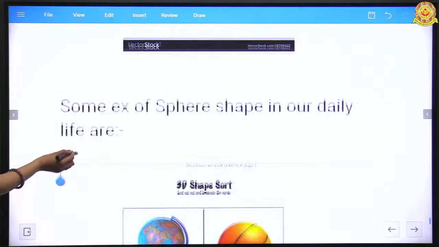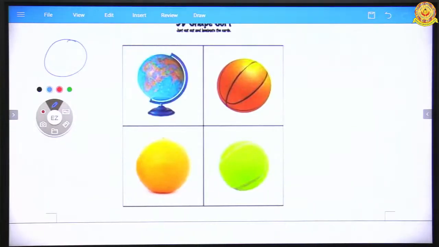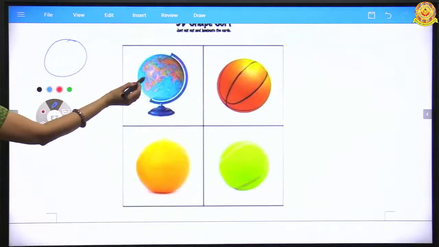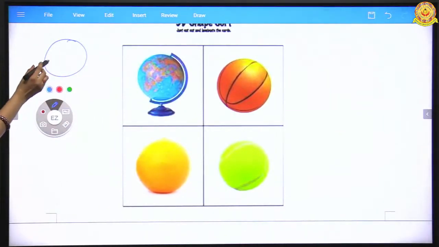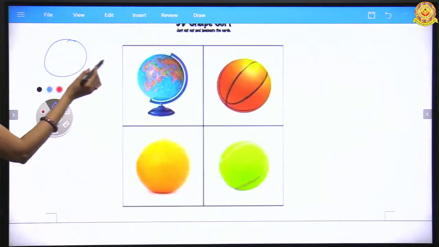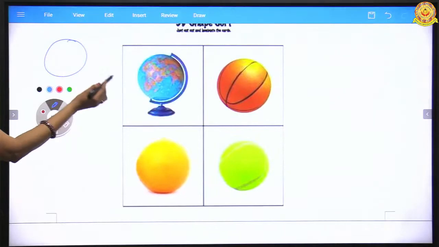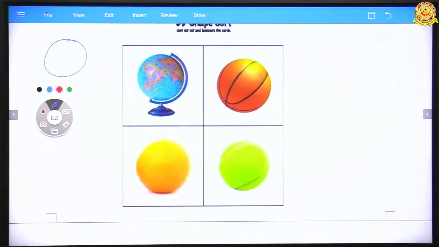Just take a look at a circle shape. Look at this. The face of a circle is similar to a sphere shape, but it is a 2-dimensional shape and the sphere is a 3-dimensional shape. So it is different, but the faces of both shapes are the same. Both have no edges, no corners.